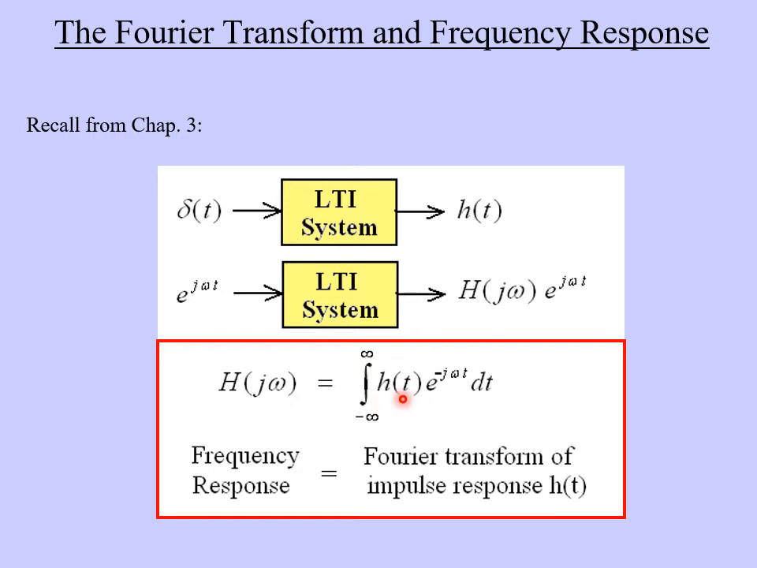So here we see the formal relation between impulse response, h of t, and frequency response, H of j omega. They are related by the Fourier transform. So the frequency response of a system is equal to the Fourier transform of the impulse response of the system, h of t. So that's why we use little h here for impulse response, and when we go to the Fourier transform, we go to the uppercase letter H here.